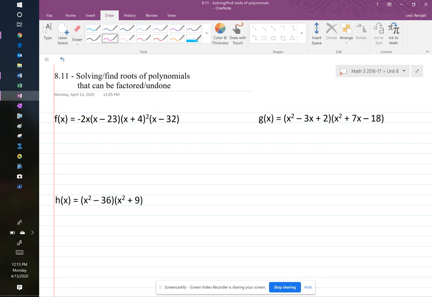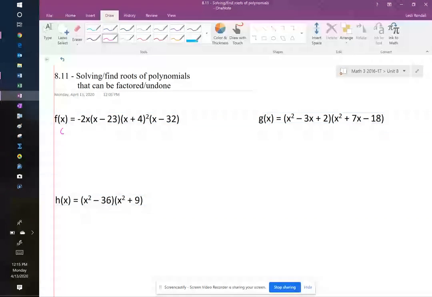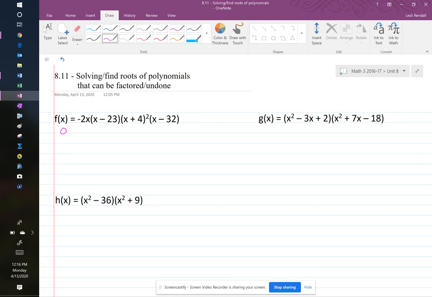So when we're finding roots or solving, we want to remember that we want to know when our y value, or f of x, is equal to 0. And what that then is going to leave us with is that one or part of these factors, or all, could potentially be 0. So we've got negative 2x equals 0. We have x minus 23 equals 0. And this should be old hat. x plus 4 is 0. And x minus 32 is 0.